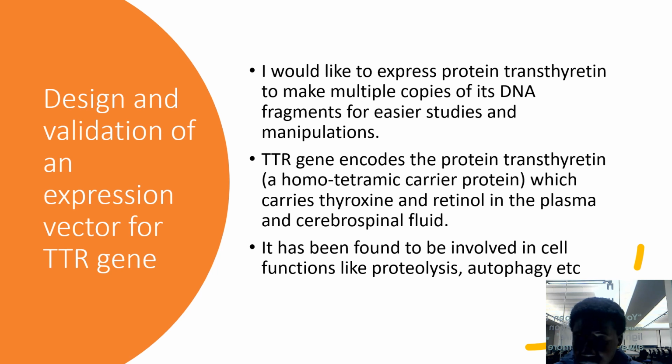For example, in the study of ATTR amyloidosis, the TTR gene encodes a protein, that's transthyretin, which carries thyroxine and retinol in the plasma and cerebrospinal fluid. This protein has also been found to be involved in cell functions like proteolysis, autophagy, nerve regeneration, and glucose homeostasis.